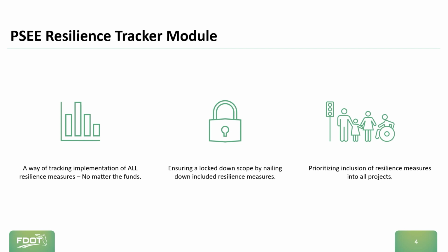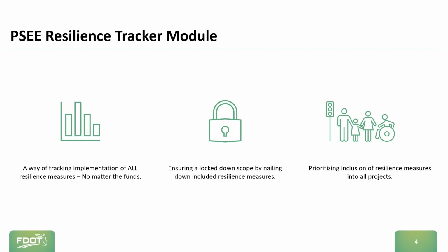It allows us to track how many resilience measures are getting included across the state. We can ensure the scope is locked down for better cost consistency, as well as ensure resilience measure items are accounted for throughout the entire project development process. We can also ensure the most effective resilience measures are evaluated and included if possible.